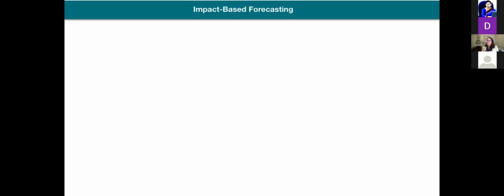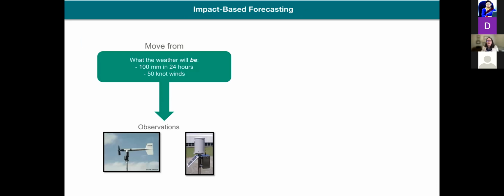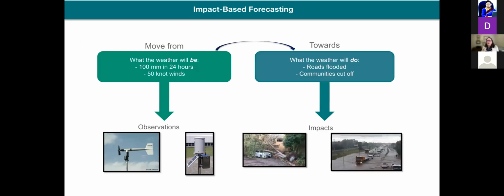So basically what we are trying to do with impact forecasting is move from what the weather will be, so for instance, 100 millimeters of precipitation in 24 hours or 50 knot winds, which we would then verify by observations. We're trying to instead move to what the weather will do. So talk about what the impacts are.